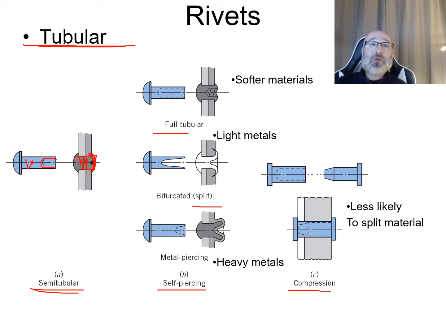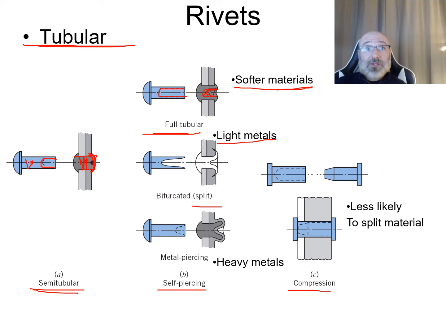Then you have your softer materials over here, where we can use a fully tubular rivet. So we can see this is hollow almost all the way up into the head. And some of them actually do go hollow all the way up into the head, for the ones that I utilize. So even after you complete it, you can still see there's a little bit of a hollow section that goes through.